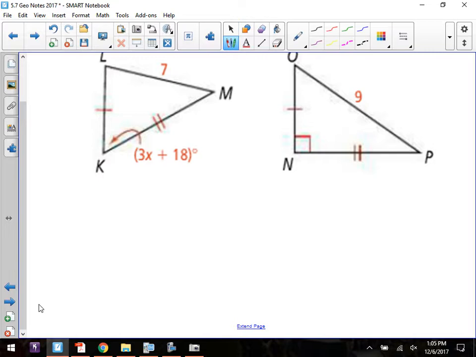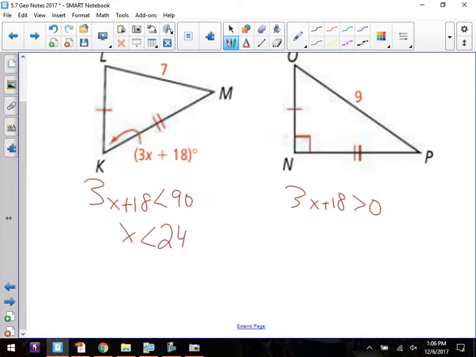Well, the first one was easy. 3x plus 18 has to be smaller than 90. The other one is 3x plus 18 has to be greater than 0. Everybody's okay here? You get x has to be smaller than 24 when you did that? Yeah. I'm assuming? Yeah. Okay. On the other side, you have to pay attention to what happens with your negative. You subtract the 18 over, you get negative 18, which means x is greater than negative 6.